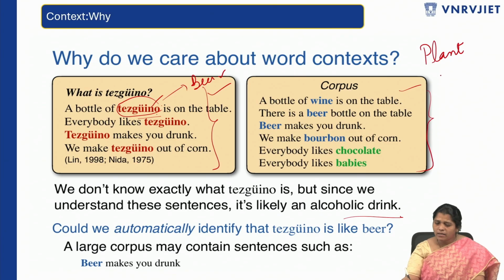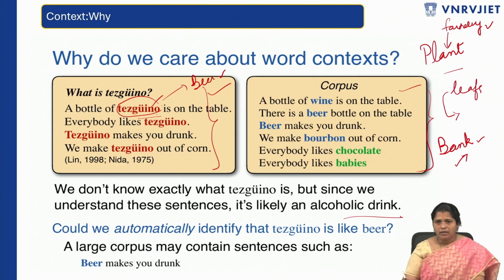Whenever I say plant in the context of a garden, it is nothing but something having leaves and greenery. And when I talk in terms of factories, a factory is also called a plant. Similarly, we have the word bank. When I talk in the scenario of transactions, it becomes my physical bank where I have the transactions. When I talk about the riverside, again it is different.